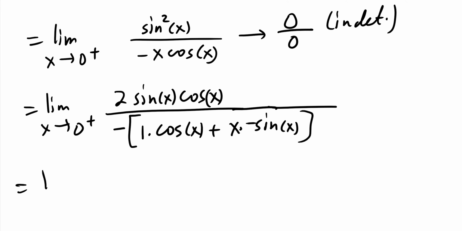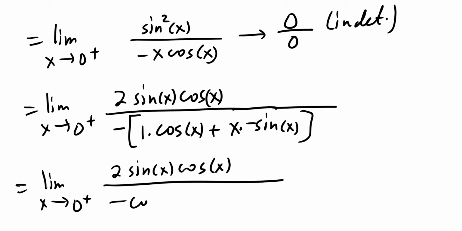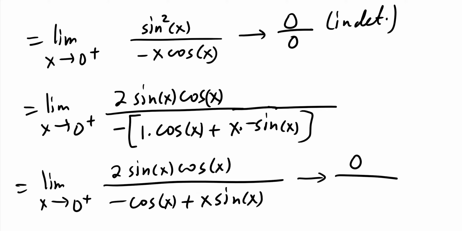So then the limit as x goes to 0 plus, let's see what we have here. Can we simplify anything? Nothing can be done on the top, unless you want to do it as sine 2x. The denominator is just negative cosine x plus x sine x. If you pass the limit to this, let's see what we get on top. 2 times sine 0 is 0, so that's a 0 on the top. Negative cosine 0, that's a negative 1, plus 0. Oh, the answer is 0. Done.